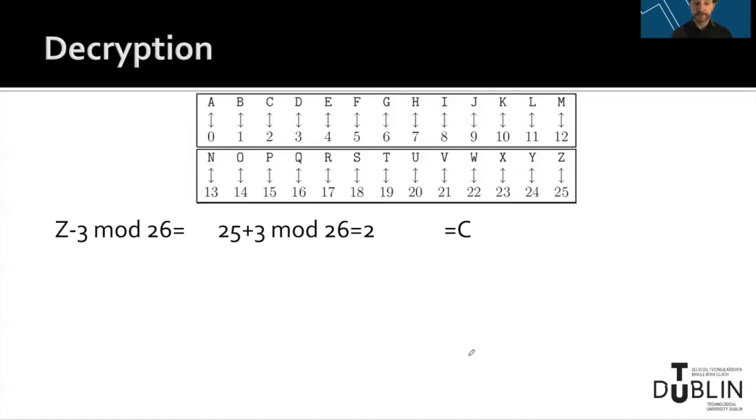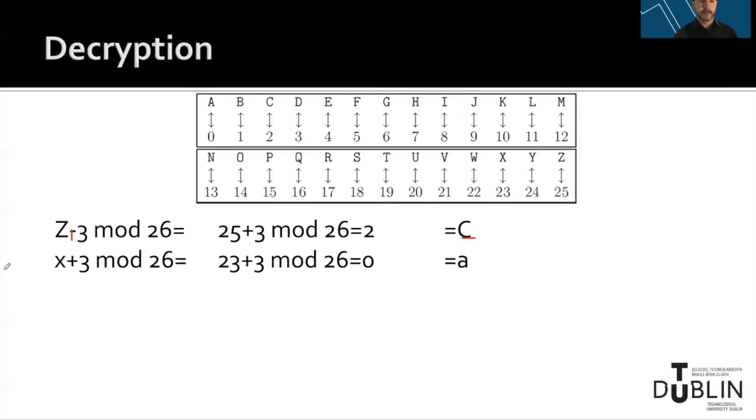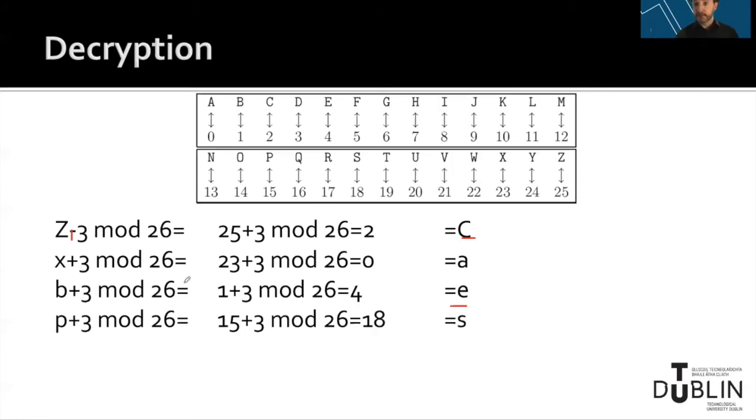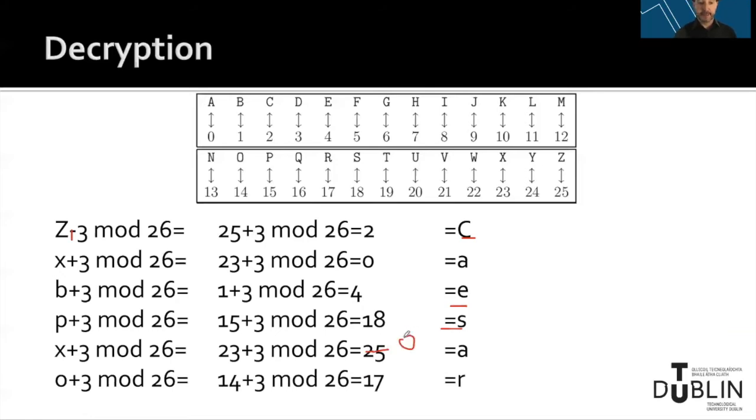And then I want to decrypt, starting with Z. So Z plus 3, that's 25 plus 3, which wraps to 2, which is C. X plus 3, 23 plus 3 is 26, which is 0, A. B plus 3 is 1 plus 3, which is 4, which is E. P plus 3 is 15 plus 3, which is 18, which is S. X plus 3, which is 23 plus 3, that should be 0, which is A. And lastly, O plus 3, which is 14 plus 3, which is 17, which is R. So we've gone from Caesar to ZXBPXO and back to Caesar. Encrypt, decrypt.